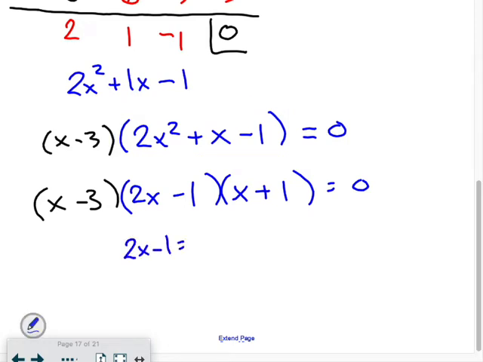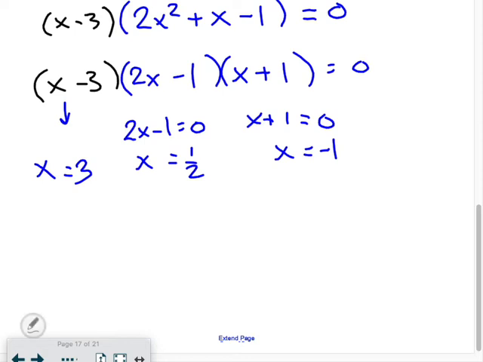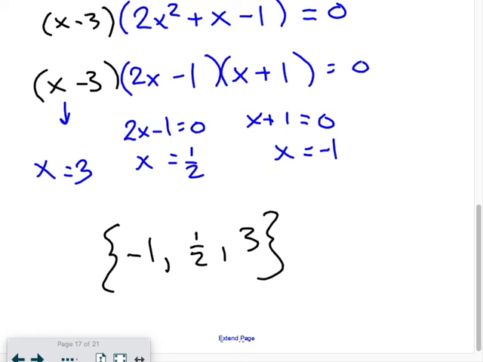2x minus 1 equals 0, x plus 1 equals 0, solve, x is a half, solve, x is negative 1, and we already knew that this one was x is 3 because it was given to us, right? So the polynomial equation given to us was a degree 3. We just found 3 roots, 3 solutions, right? And then we're going to list our solutions in a set. So negative 1, comma 1/2, comma 3. And that is it for this problem.